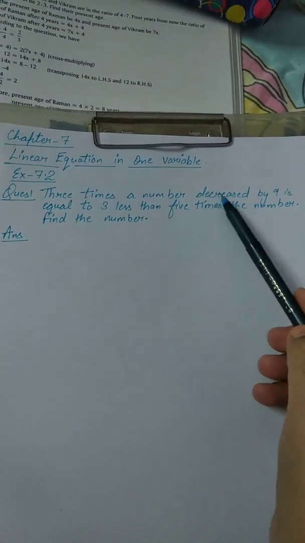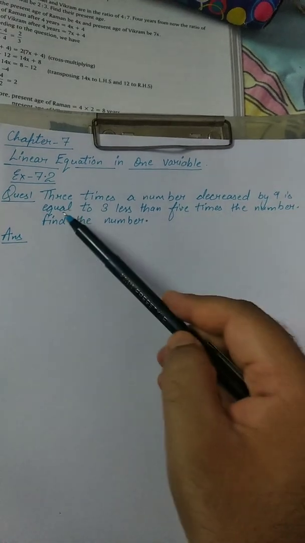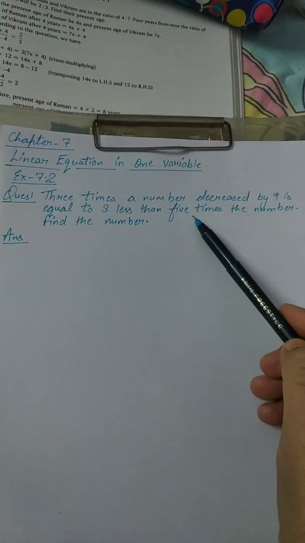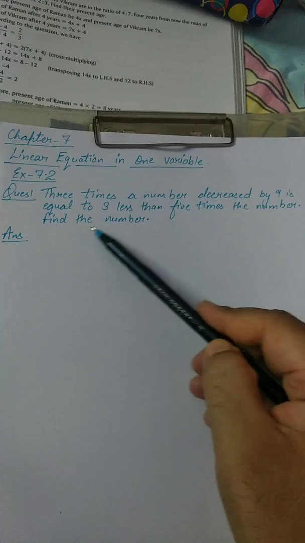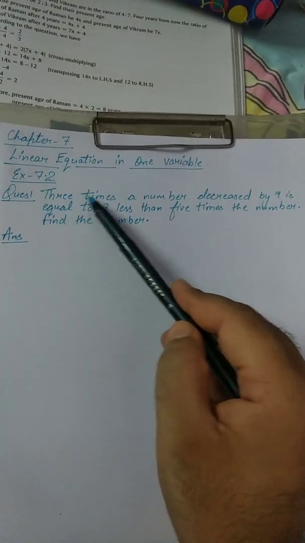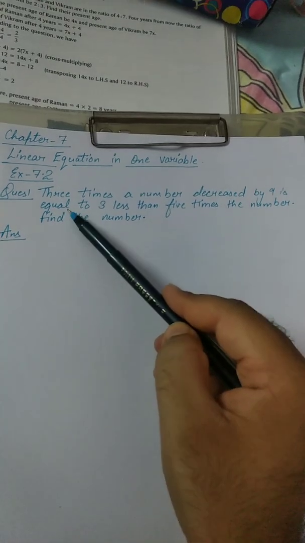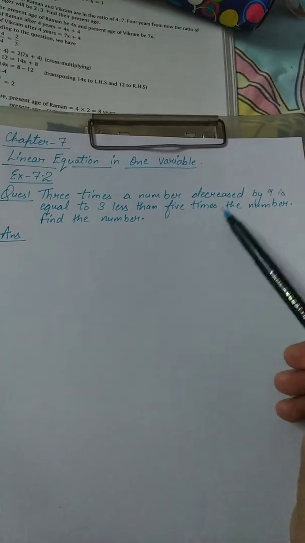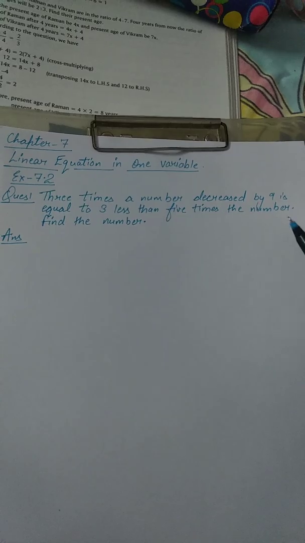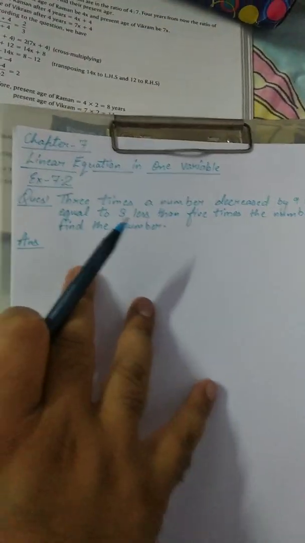3 times the number decreased by 9 is equal to 3 less than 5 times the number. Find the number. The question said that 3 times the number is decreasing by 9. It is equal to 3 less than 5 times the number. Right? Now find the number. You have to find the number.